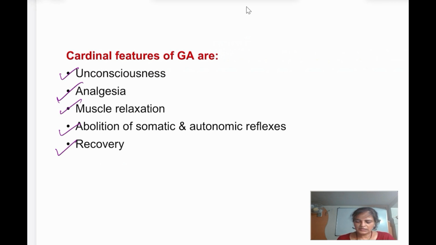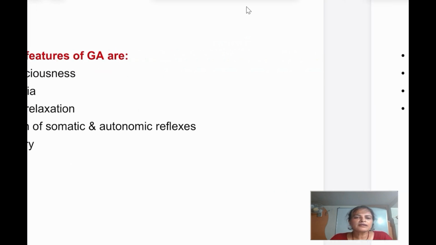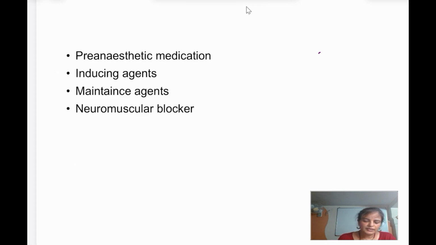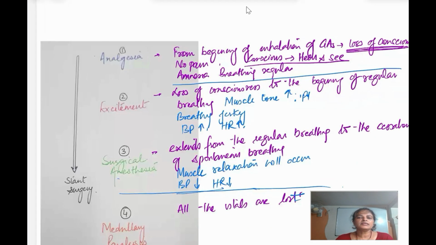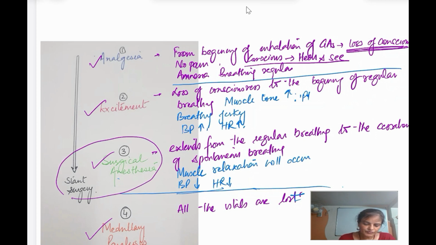And all these things are not achieved by a single drug. We have to give different drugs like pre-anesthetic medication, inducing agent, maintenance and neuromuscular blocker agent. Then once you give the anesthesia, there are the four stages, and especially this is seen with ether. And Guedel, he proposed these four stages in 1920. So stage of analgesia, excitement, then surgical anesthesia and medullary paralysis. This is stage 3, where we are going to start the surgery.